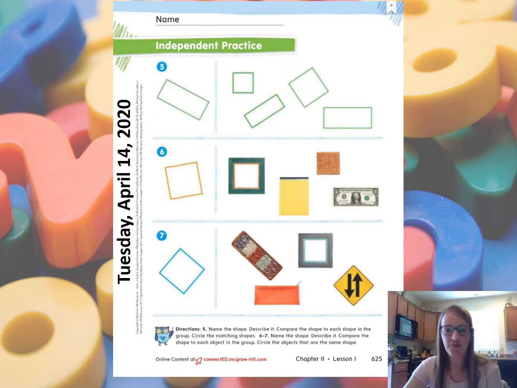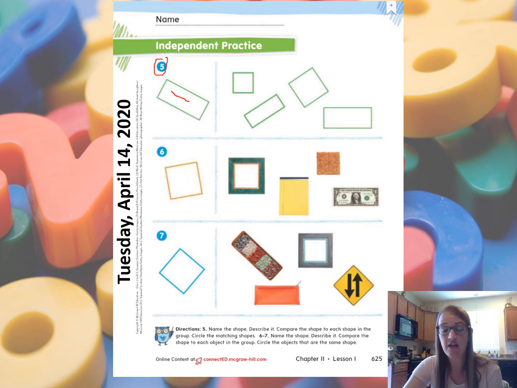All right, guys, so we turned the page and we're now on page 625. And this is an independent practice page. It's exactly the same thing that we were working on the other page. So if you would like to pause the video and do it all on your own and then check your work afterwards, you're welcome to do that. But I'm going to go ahead and do it with you right now.